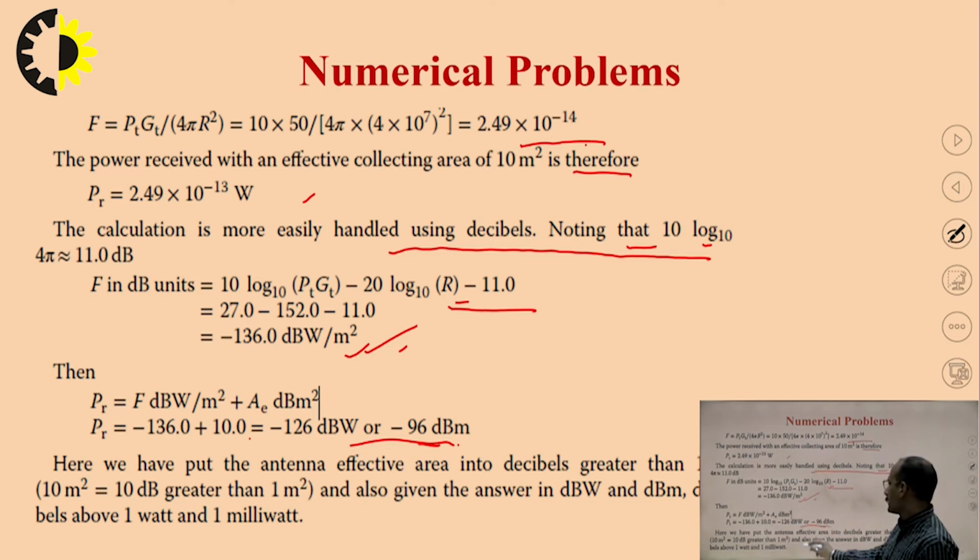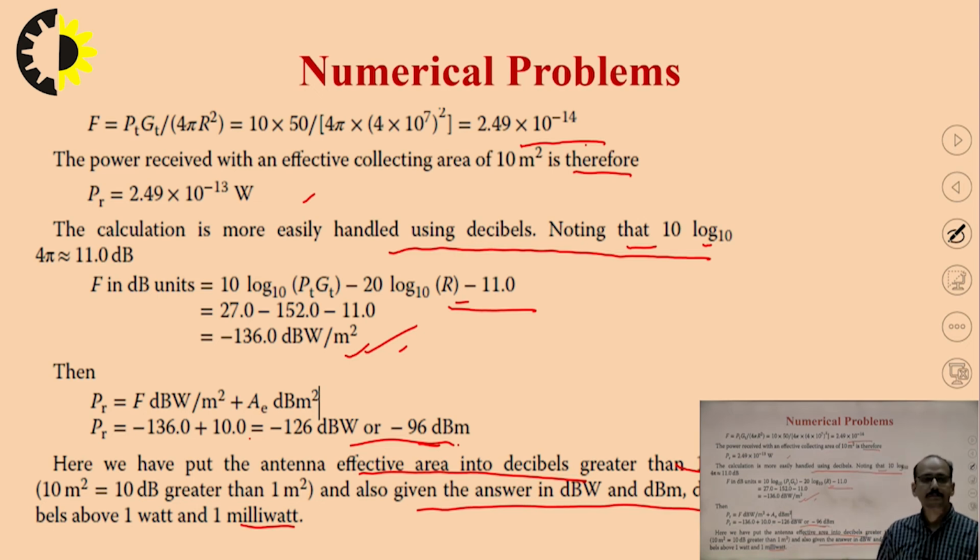So here we put the antenna effective aperture into decibels relative to 1 meter square, and also give the answer in dBW and dBm, decibels above 1 watt and 1 milliwatt.